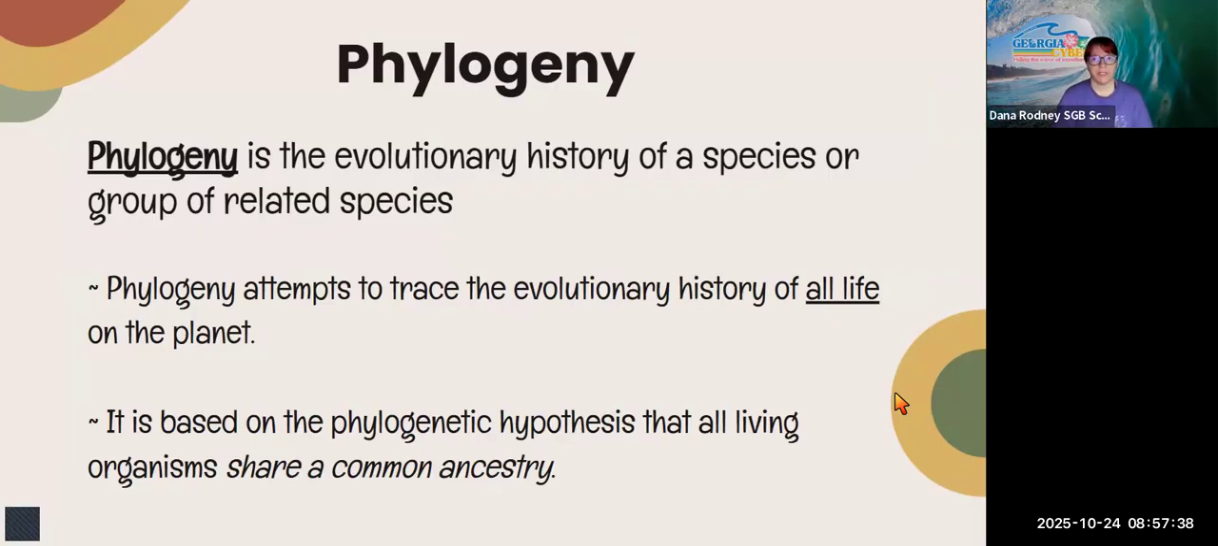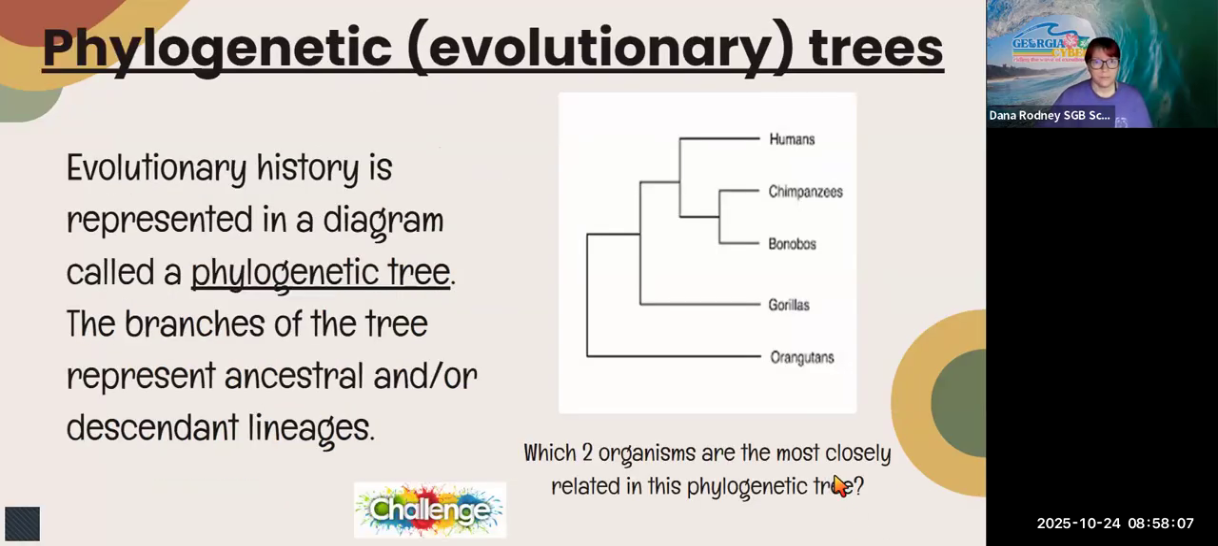Phylogeny is the evolutionary history of a species or a group of related species. Basically, phylogeny's goal is to trace the evolutionary history of living things on the planet. Scientists who focus on phylogeny would love to have the evolutionary history of all life on the planet traced. At this point, we don't have that, but they are trying. And it's based on the phylogenetic hypothesis that all living organisms share a common ancestry.